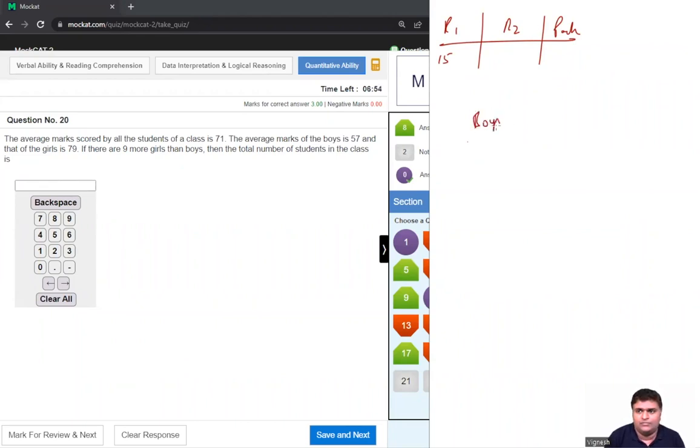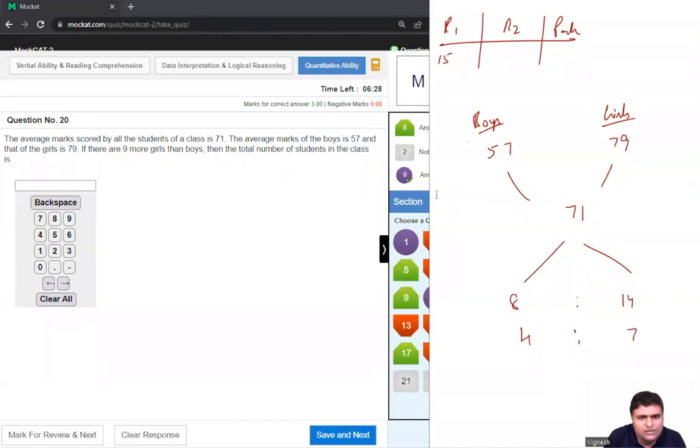Boys, girls, and we have 57 and 79, with 71 as the average. The differences are 14 and 8, so the ratio is 8 to 14. Simplify it further: 4 is to 7.